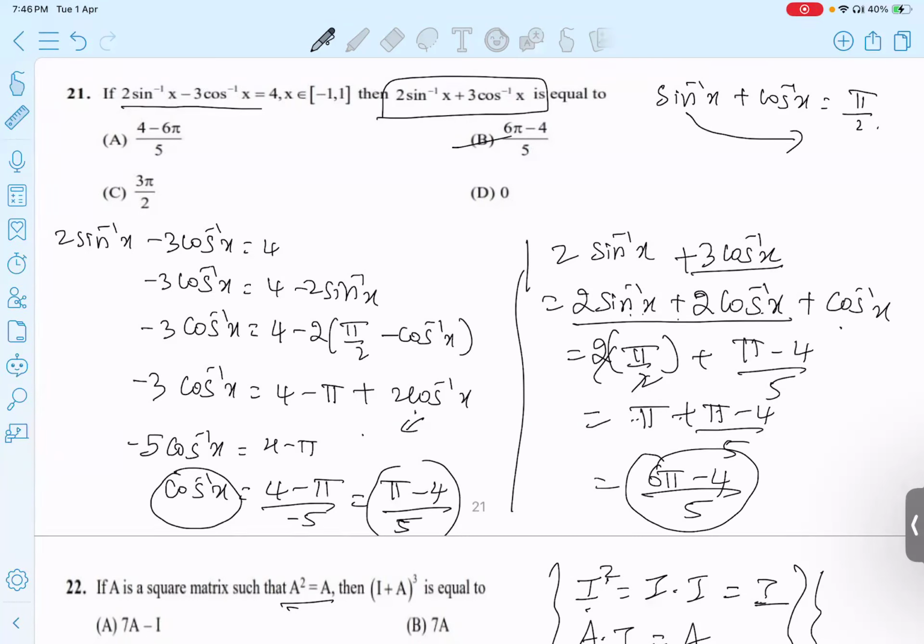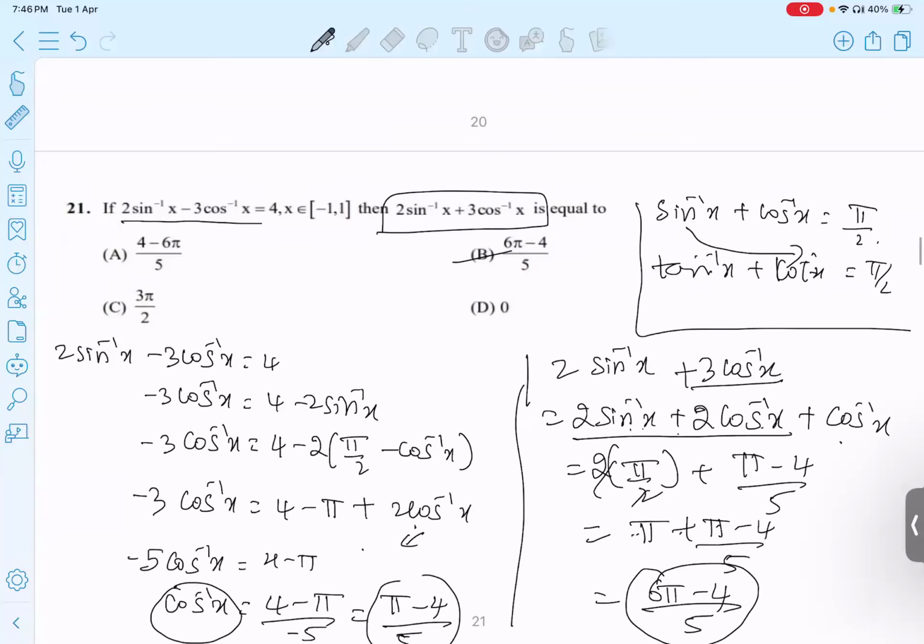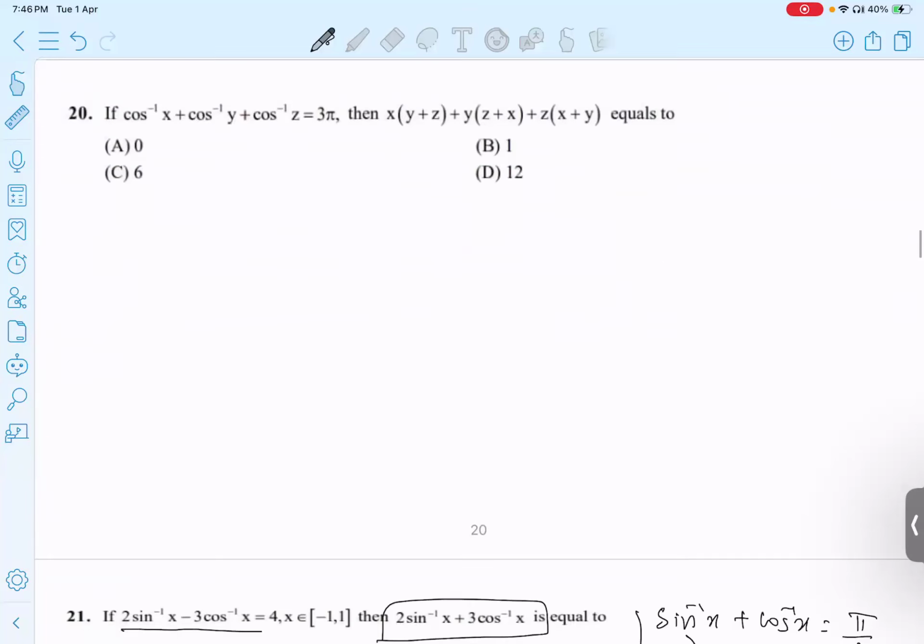Okay. So in inverse trigonometry, we have not studied the properties, but while solving the problems in the class, you have studied already sine inverse x plus cos inverse x is equal to pi by 2. Similarly, tan inverse x plus cot inverse x is also equal to pi by 2. And cosecant inverse x plus secant inverse x is also equal to pi by 2. So use those identities whenever it is required. So moving on to the next question.